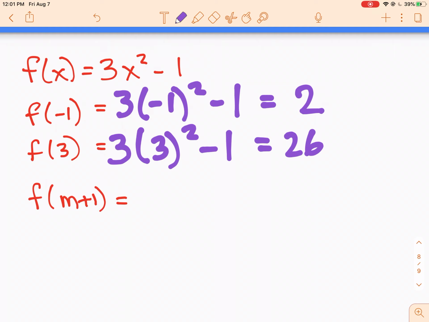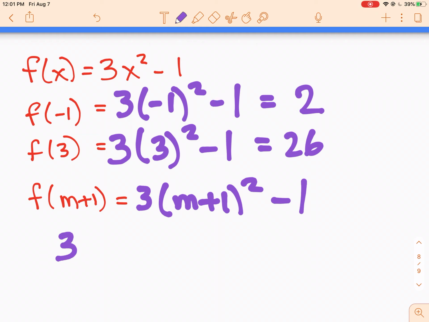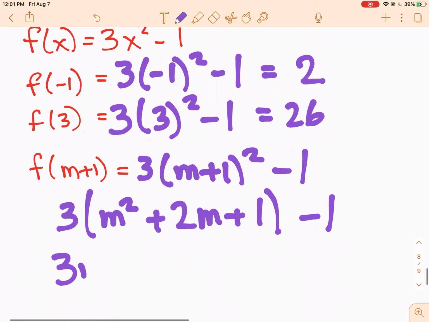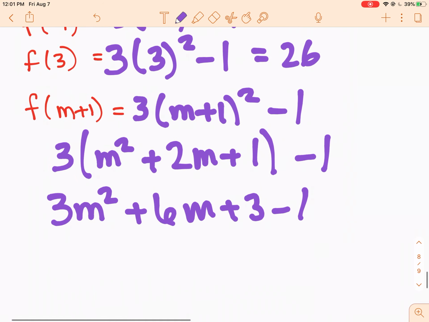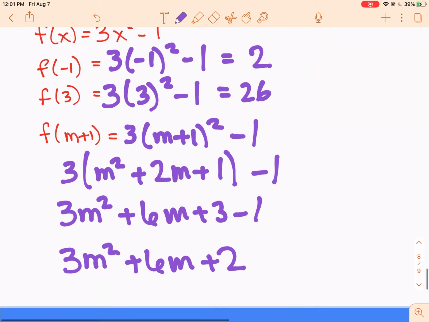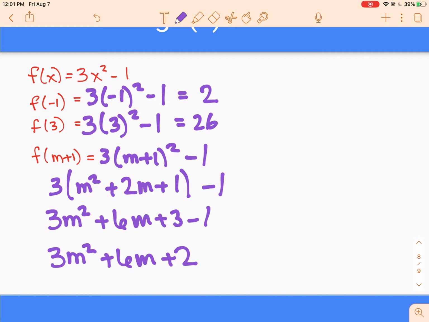This one says I need to substitute in an expression for x. So I'm replacing x with m plus 1. So that would be 3 times the quantity m plus 1, squared, minus 1. I need to actually square that quantity. So that would be m squared plus 2m plus 1, minus 1. Distribute: 3m squared plus 6m plus 3 minus 1. And finally, 3m squared plus 6m plus 2. And that is me evaluating that one.